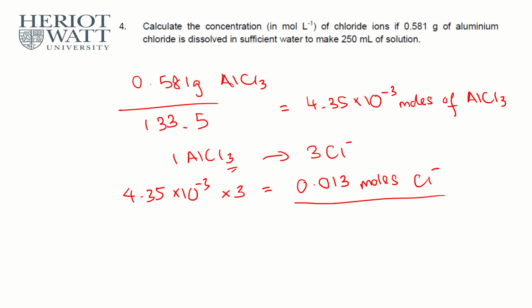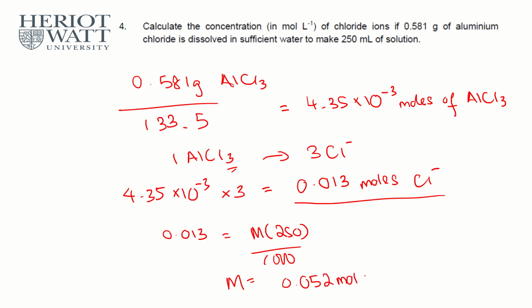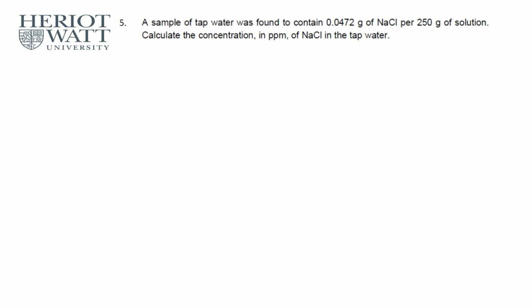And what next? Because they want concentration in mole per liter. So we're going to use 0.013 equals MV. V is 250 over 1000 because the volume is in ml, which is cm cubed. You convert it into dm cubed or liters. So solve this equation, you will get the concentration of chlorides from this solution equivalent to 0.052 mole per liter. Okay, so that's the answer for question 4. Simple, straightforward.